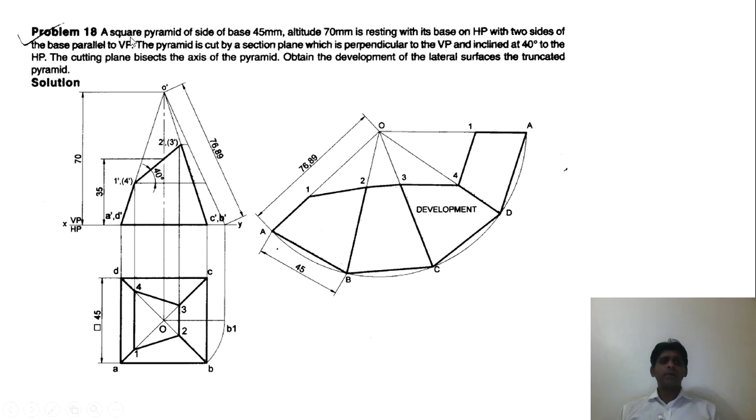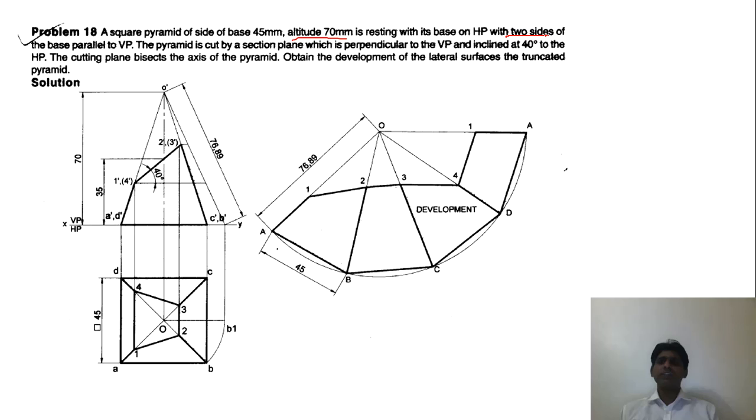Let us read the problem. There is a square pyramid of base 45, altitude. Altitude means height. The height is 70 mm, which is shown here. It is resting with its base on HP with two sides of the base parallel to VP.